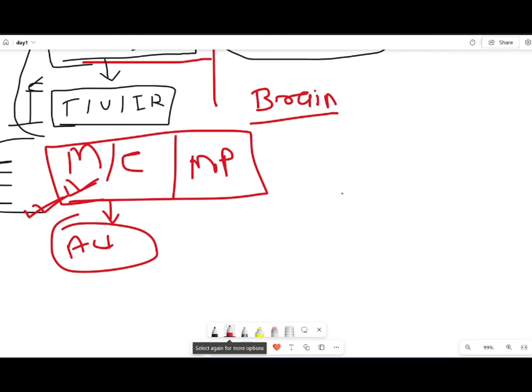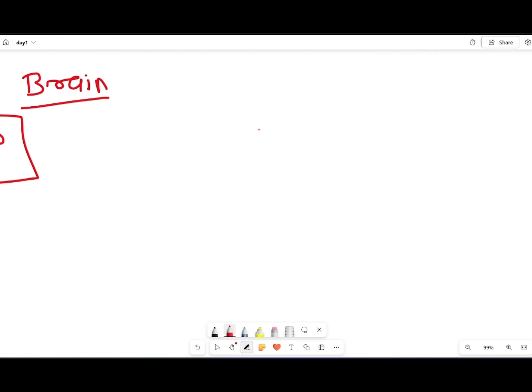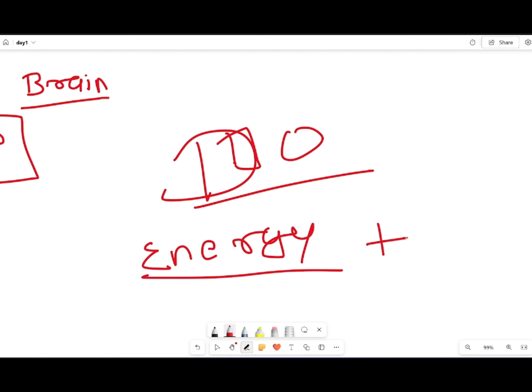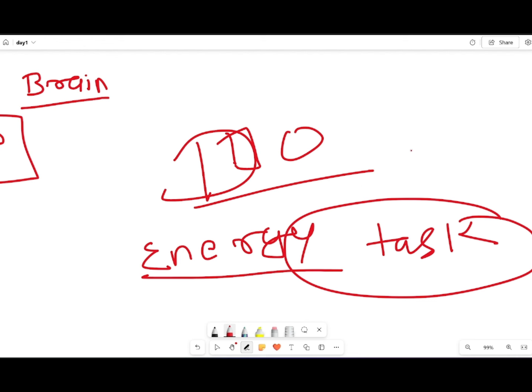if a human wants to do any work, we need energy. We need energy to perform any task. That energy we will get from the food. If we eat the food, then we'll get energy, then we'll start doing the work.